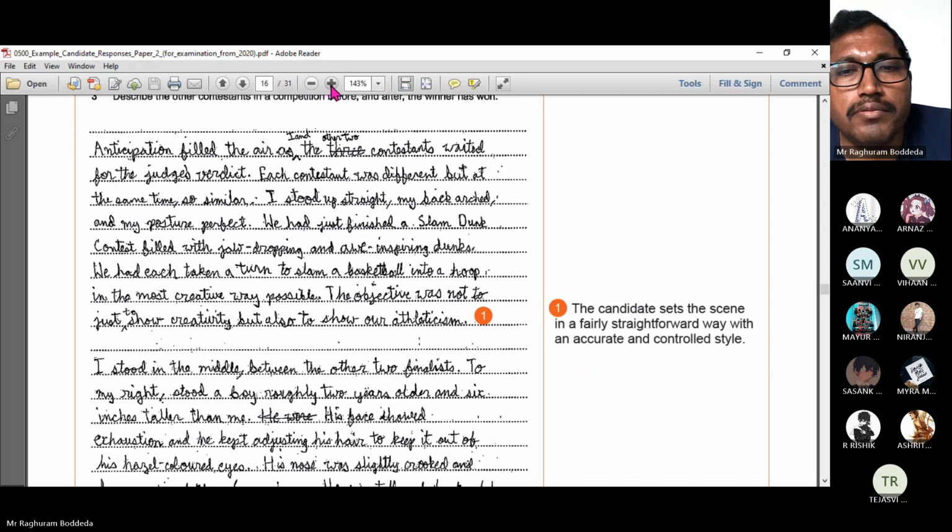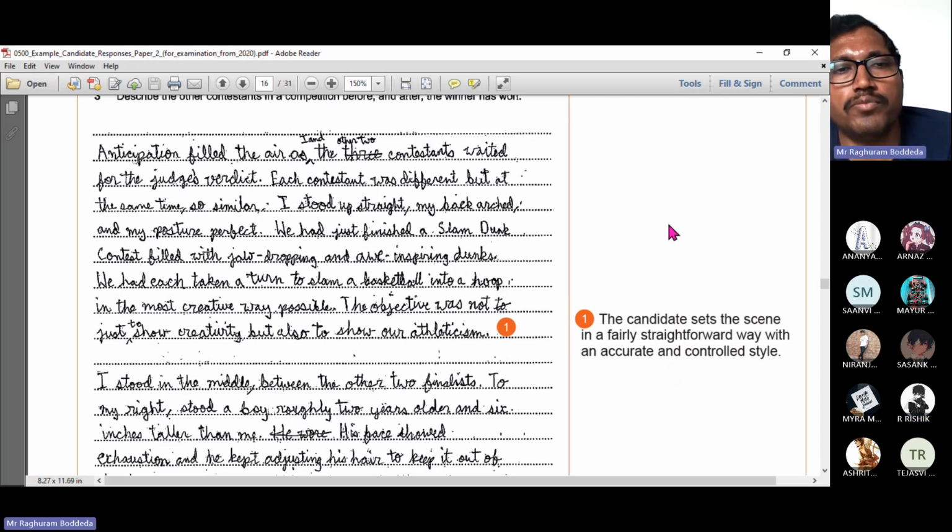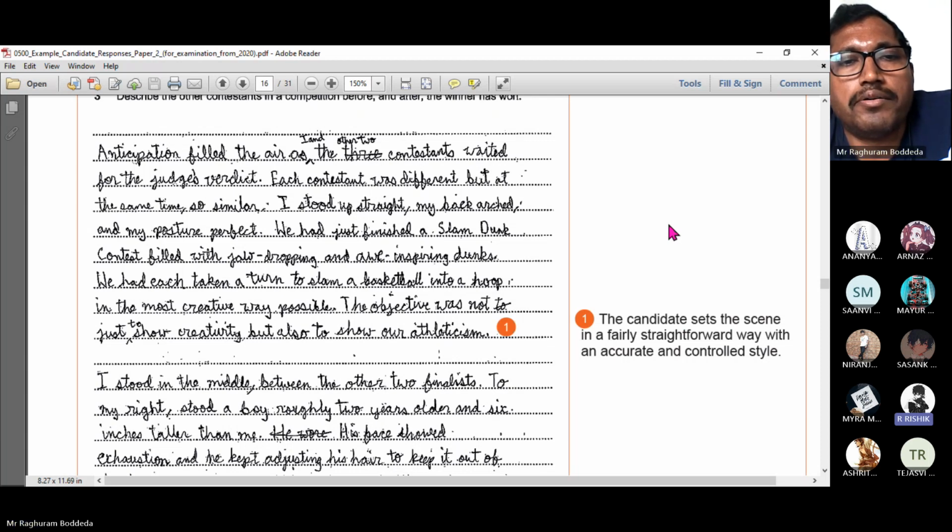Can you tell me the first word? I can't read this font properly. Anticipation. Anticipation filled the air as I and other two contestants waited for the judge's verdict.